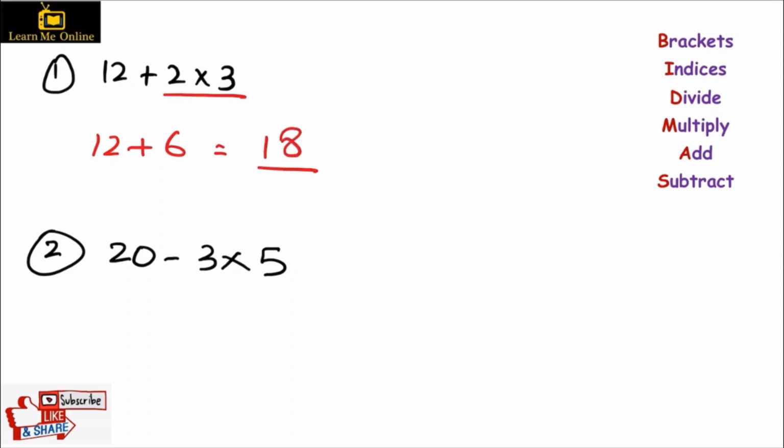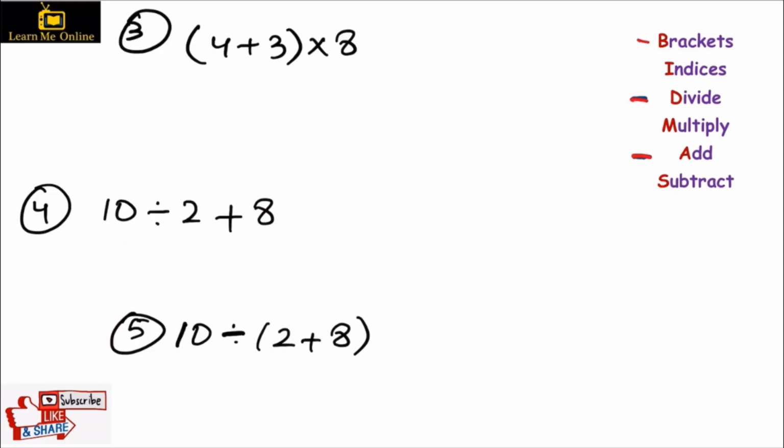Looking at the next example now, we have 20 minus 3 times 5. Again, in the list of the order, the multiplication comes first. So we do 20 minus 15, and then we have a simple takeaway between the two numbers. So 20 take away 15 would be 5.